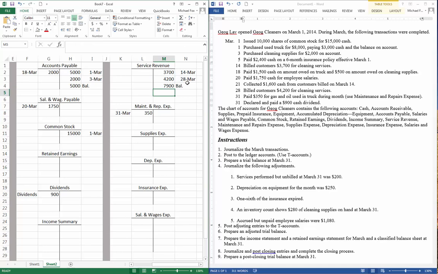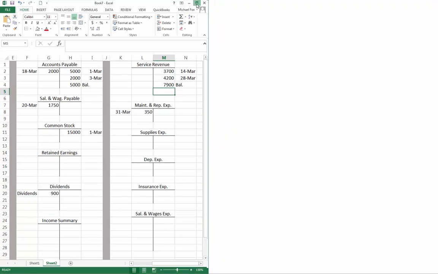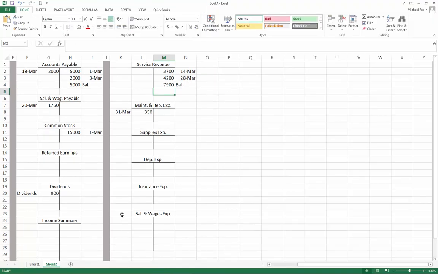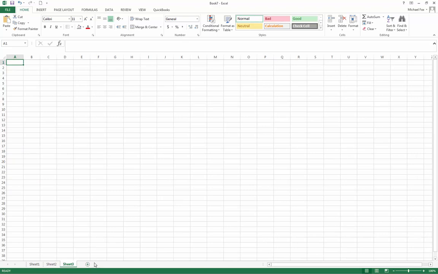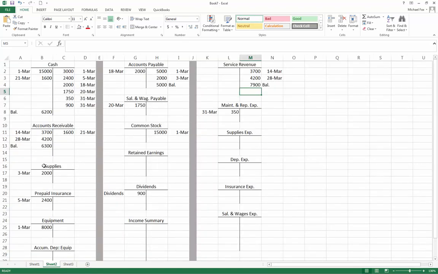So that's all the information I'll need to now create a trial balance. I'm going to make that full screen again. And so the trial balance, let me add a sheet, will have all of these accounts in it. So we're just going to do them in this order: cash, accounts receivable, supplies, right down the order that we did the ledgers in.